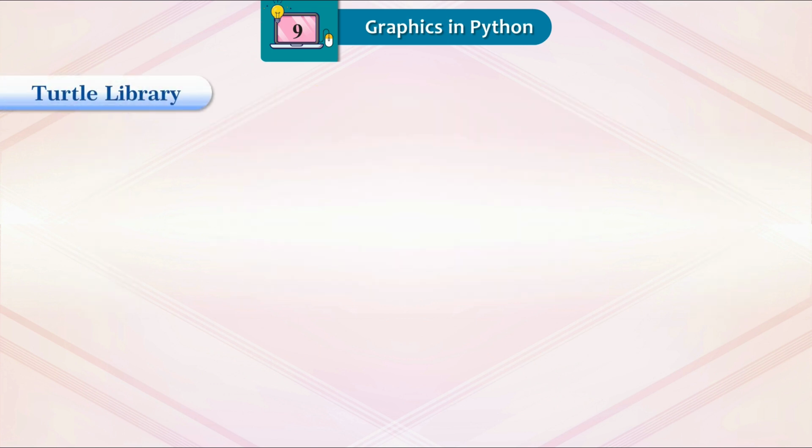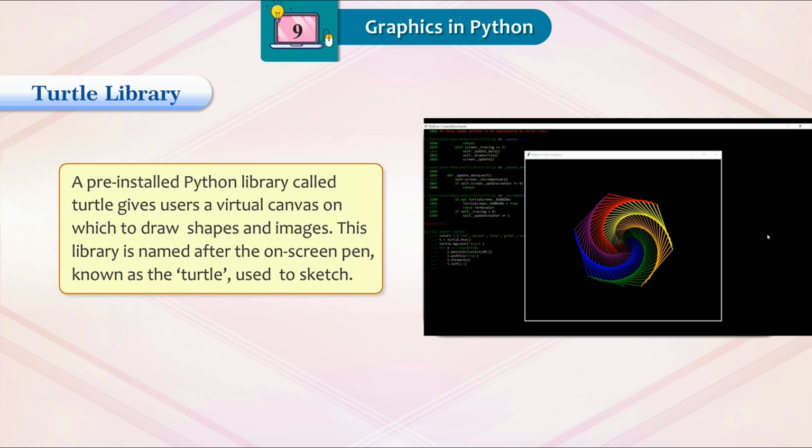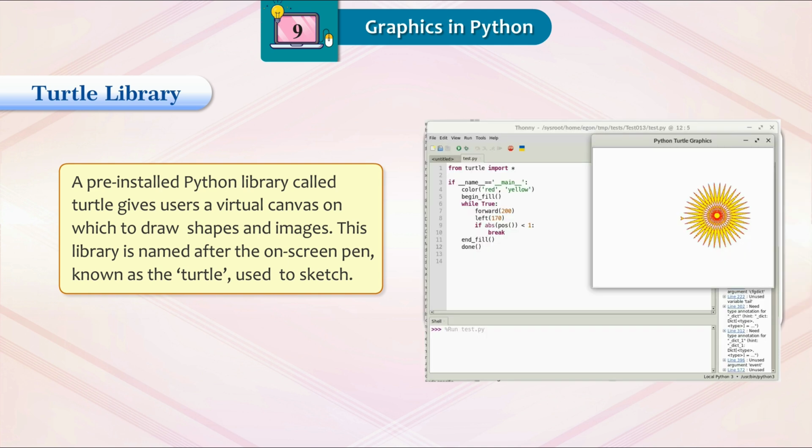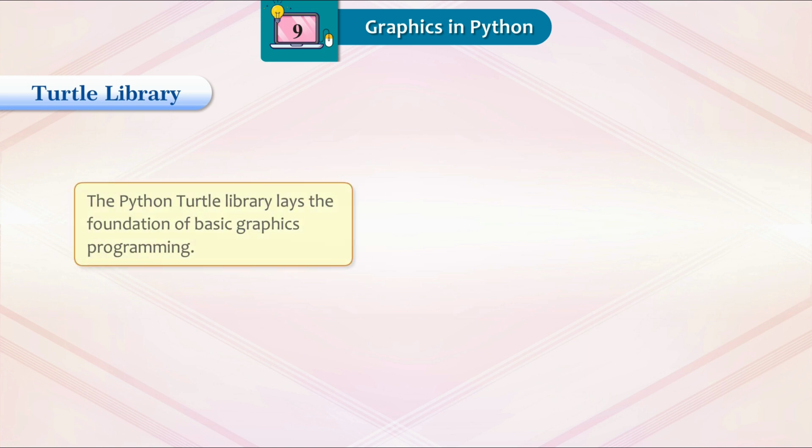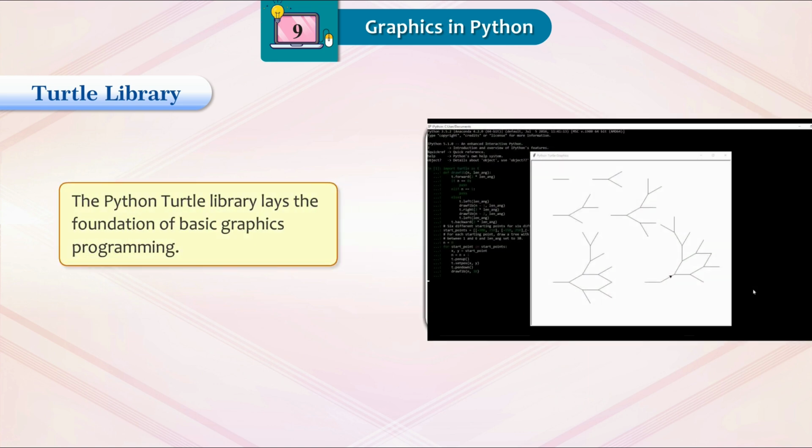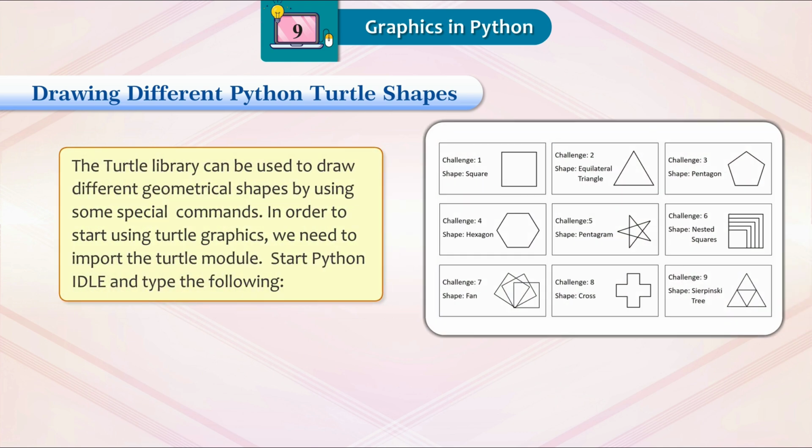Turtle library. A pre-installed Python library called Turtle gives users a virtual canvas on which to draw shapes and images. This library is named after the on-screen pen known as the turtle used to sketch. The Python Turtle library lays the foundation of basic graphics programming. Drawing different Python turtle shapes. The Turtle library can be used to draw different geometrical shapes by using some special commands.